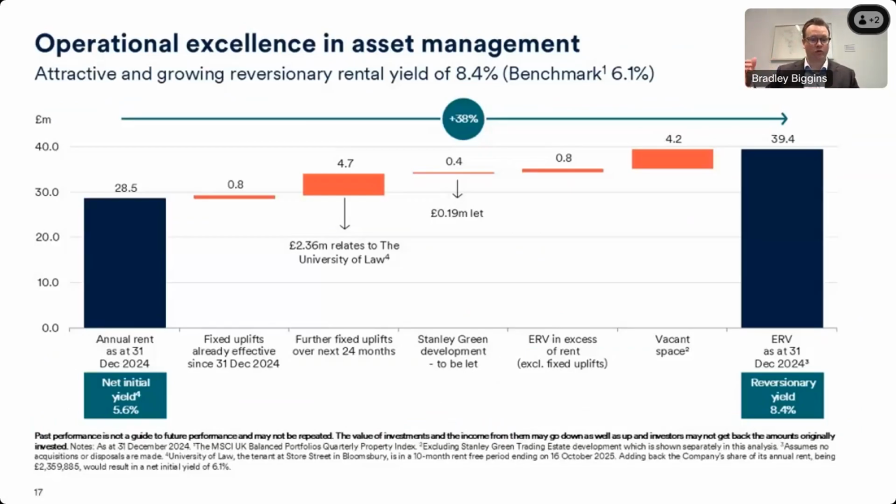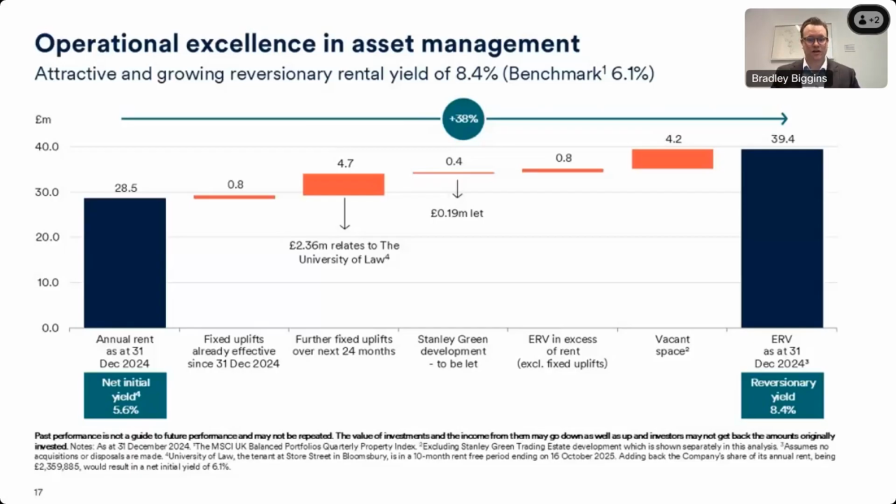We've got a further £4.7 million of fixed uplifts to go before the end of next year. And half of that relates to the University of Law, which I mentioned before. So 2.36 million. They're on a rent-free period until October, and then they'll start paying us cash rent.